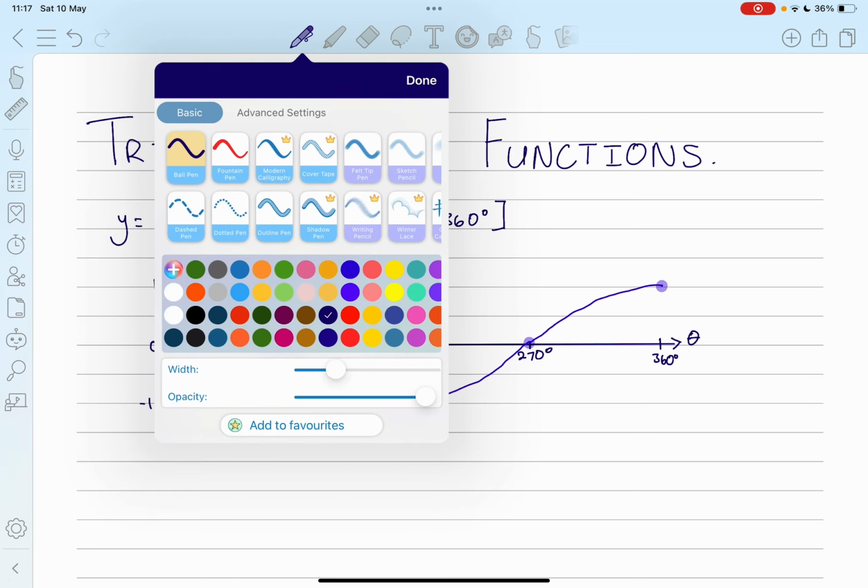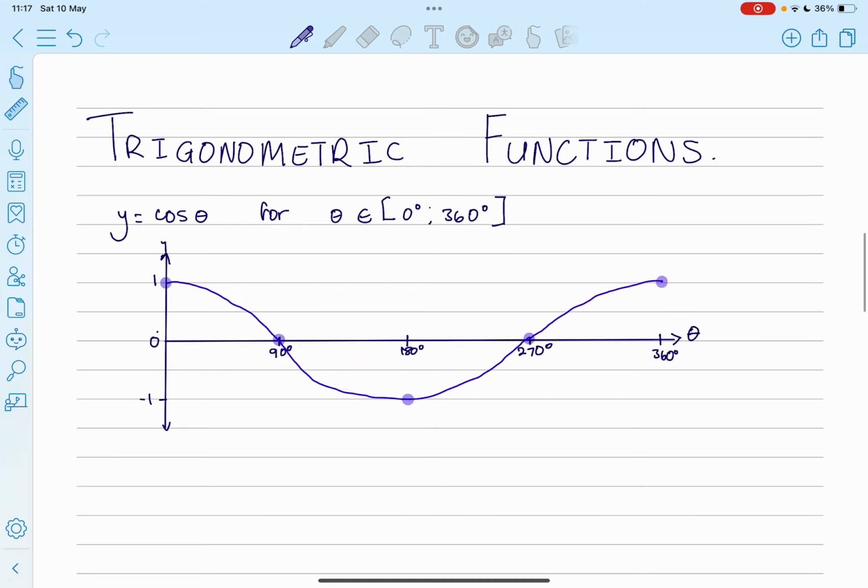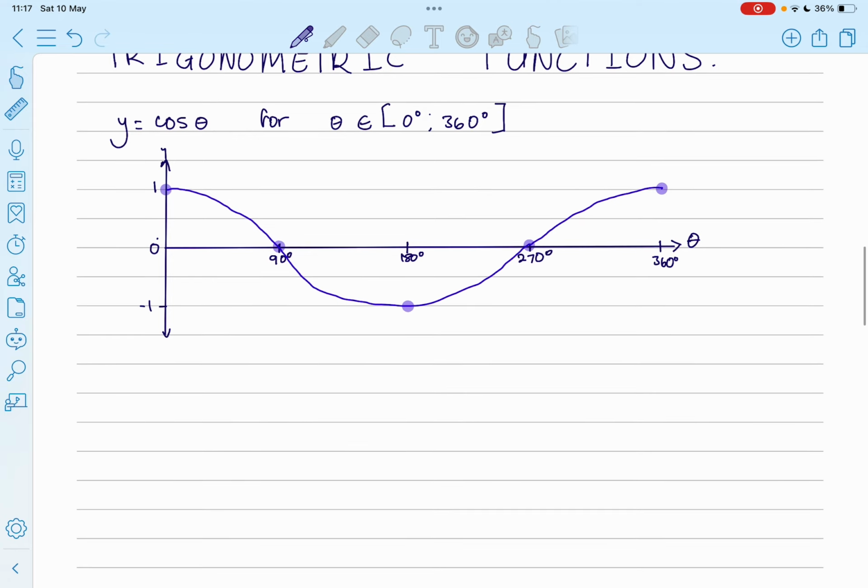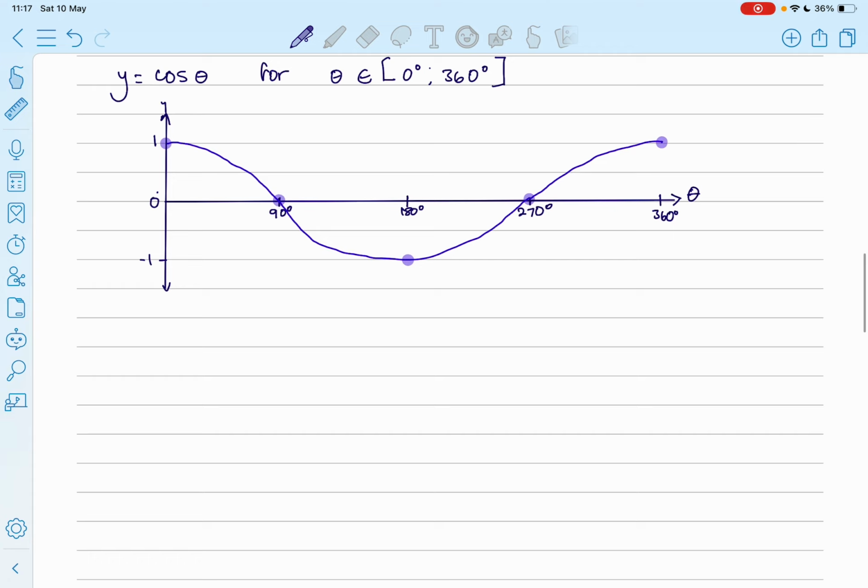Okay, let us look at its key features. Its key features are very similar to the sine graph. The only difference is that it starts at positive 1, unlike the sine graph, which starts at y is equal to 0.